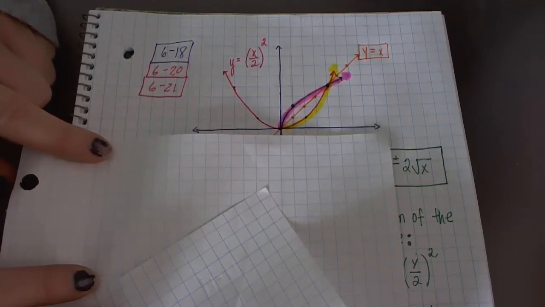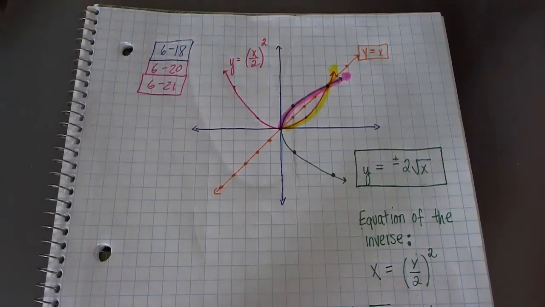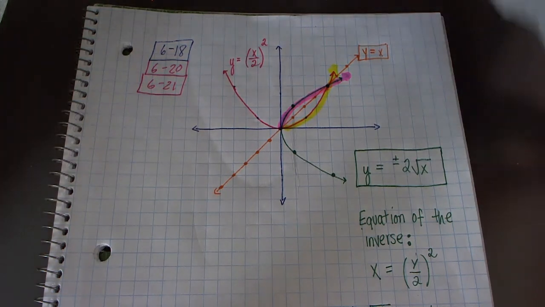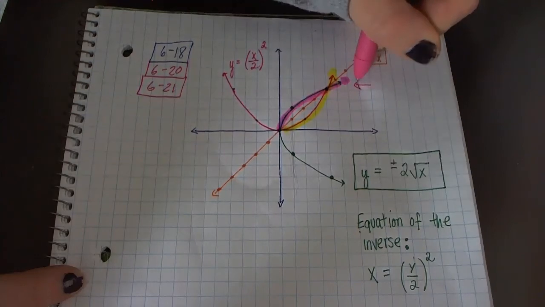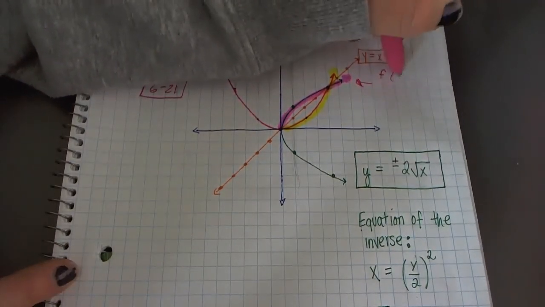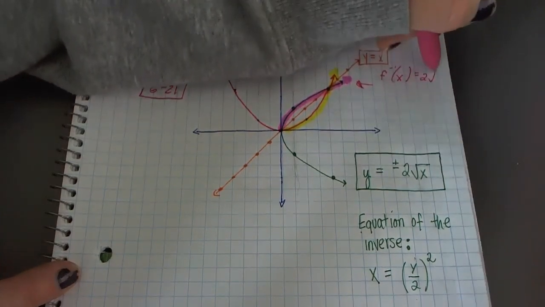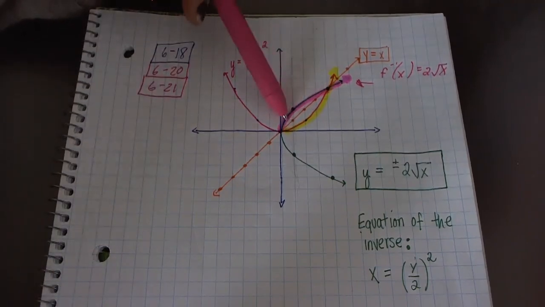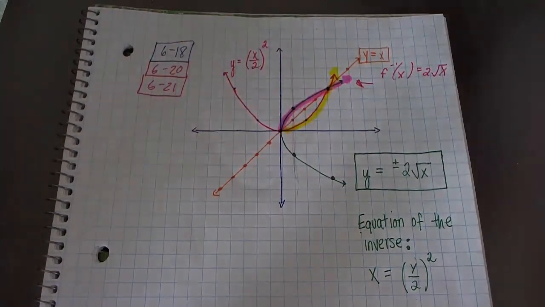because that would just be 2 root x. And then for part C, it says find a rule for the inverse of the restricted graph of y equals x over 2 squared, and how is this rule different from the one you found in 6-20. So this portion right here is only represented by 2 root x. Okay, and that part, either this top part or this bottom part, would in fact be a function if I were to restrict that.